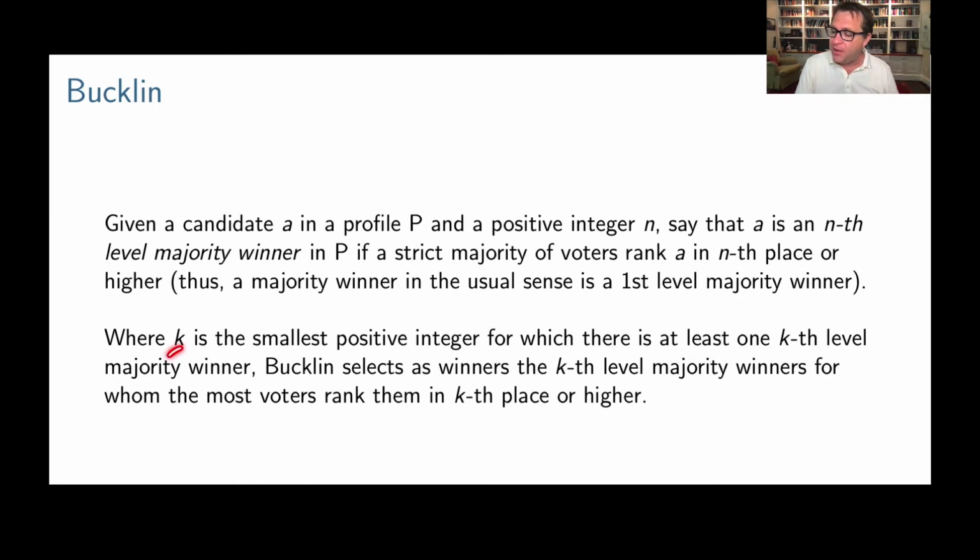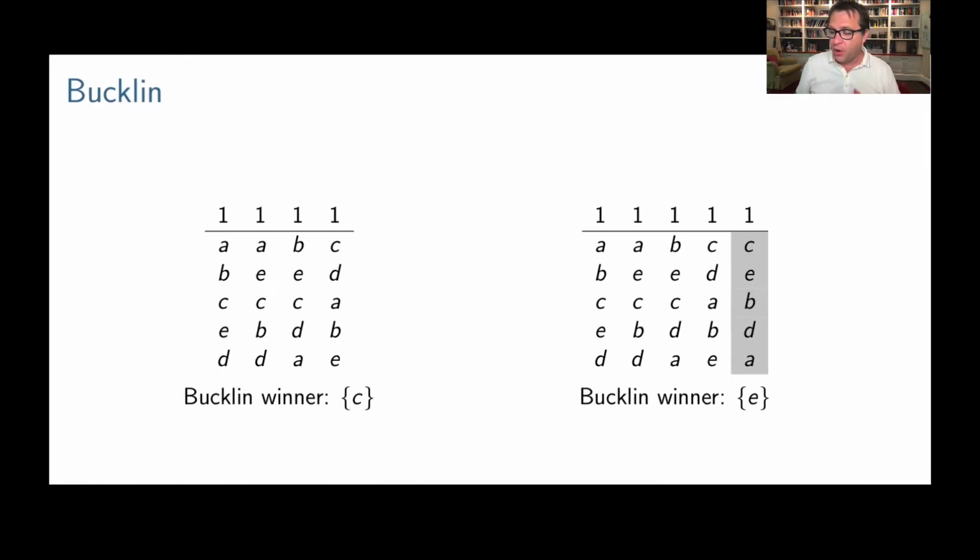And let k now be the smallest positive integer for which there is at least one kth level majority winner. Now, Buckland is going to select the kth level majority winners for whom the most voters rank them in kth place or higher. So here's an example of two profiles that witness the fact that Buckland violates positive involvement.